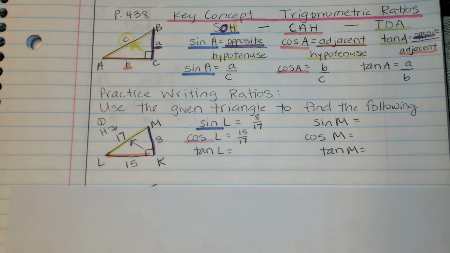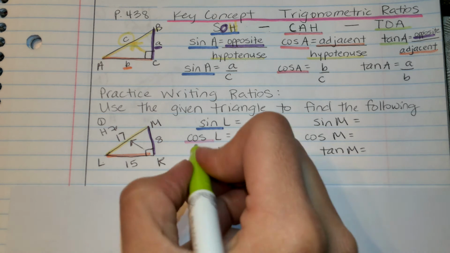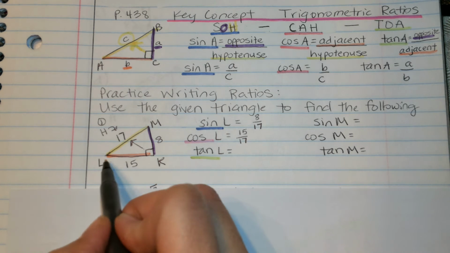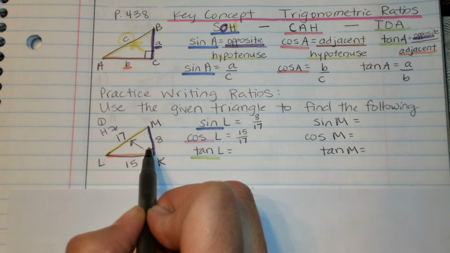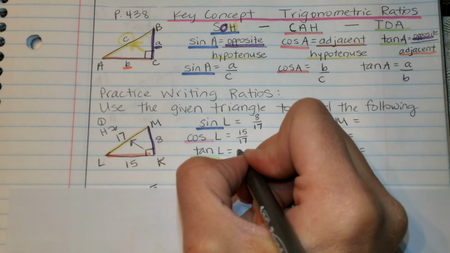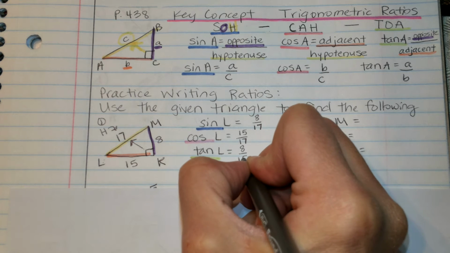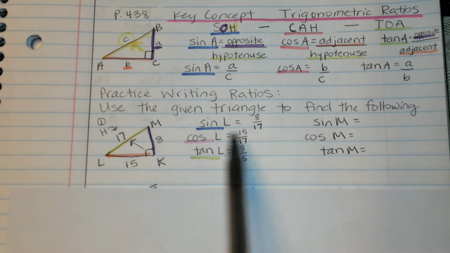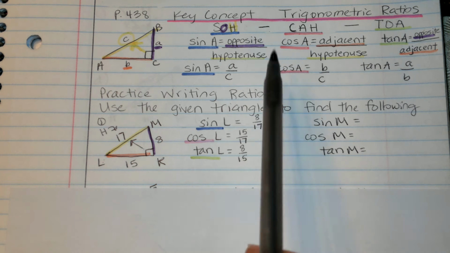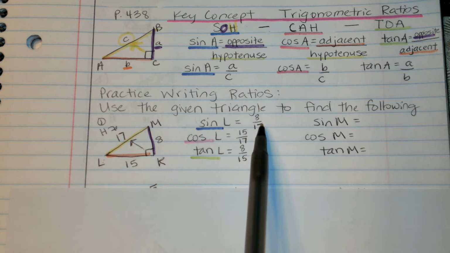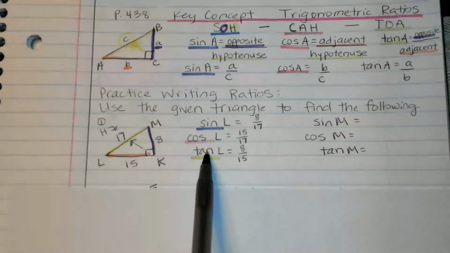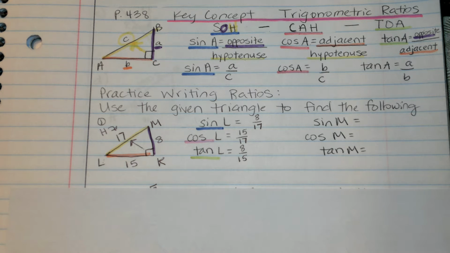Okay, and then tangent is TOA, so opposite over adjacent. Looking from L, opposite was 8 and adjacent is 15. So again, I'm using the same three numbers, but I'm putting them in different spots, top and bottom, in different orders. It's very specific: opposite over hypotenuse for sine, adjacent over hypotenuse for cosine, and opposite over adjacent for tan. But that's how the trig ratios work.